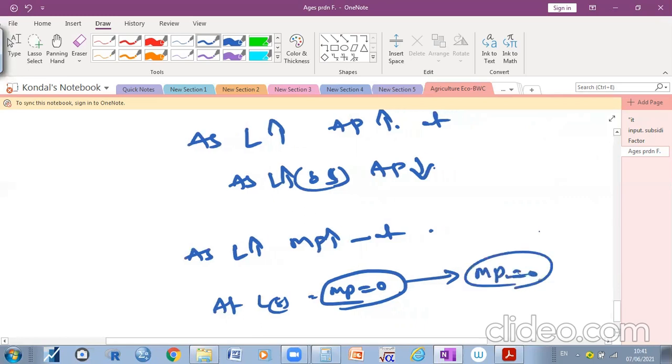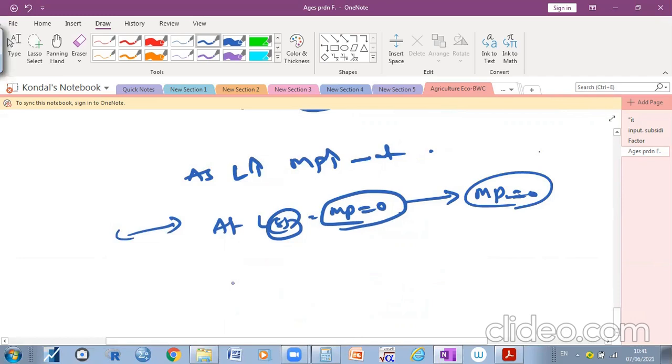It means there is no use of the 8th labor. So we should stop at 7 labors only. We should run our production by using only 7 labors. When you are increasing the labors from 7 to 8, 8 to 9, you are going to lose nothing but your production.